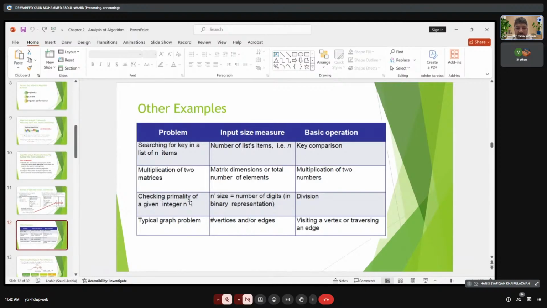Checking primality of a given integer n. We need to check primality. The size n equals the number of digits in binary representation. What is the basic operation? Division, to find the primality of a given integer number. Typical graph problem: the size is vertices and or edges, and the basic operation is visiting a vertex or traversing an edge.